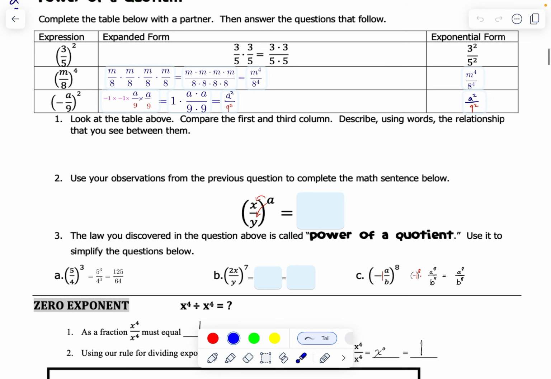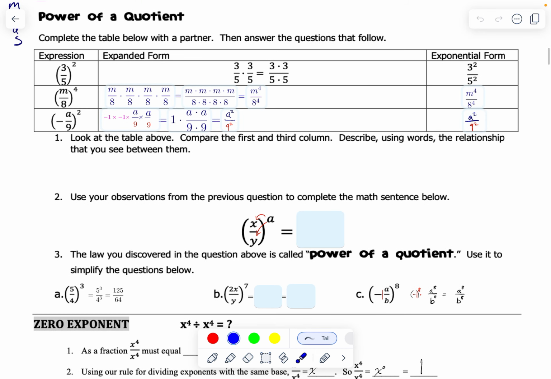So take a moment and describe, what do you think the quotient rule, or the power of a quotient, really means here?